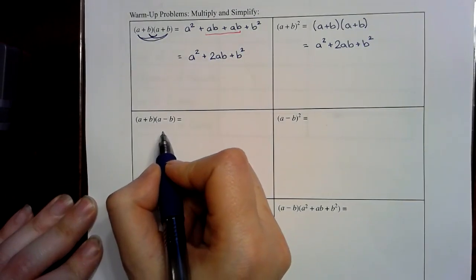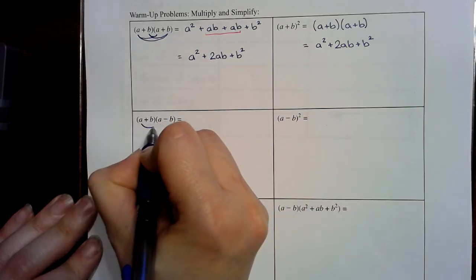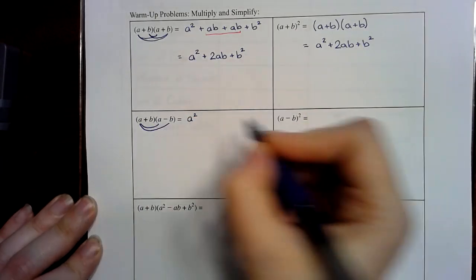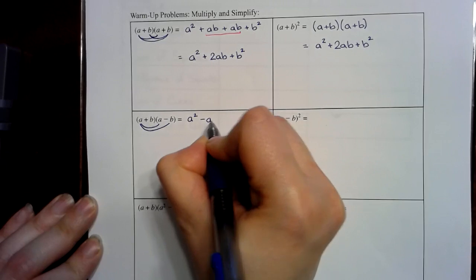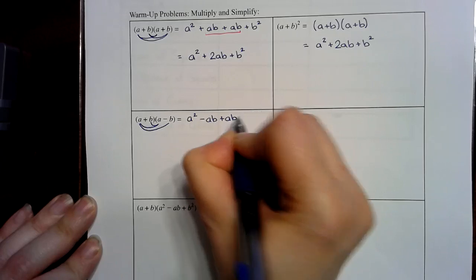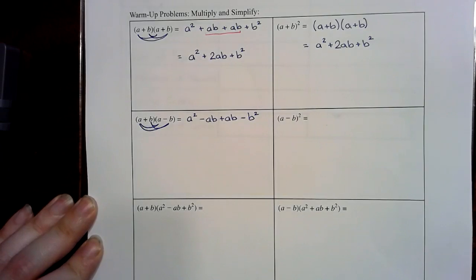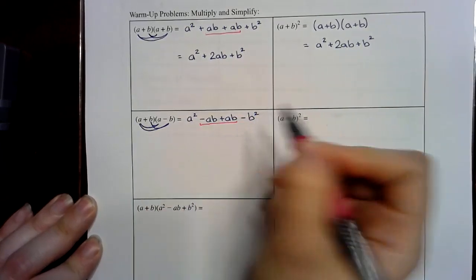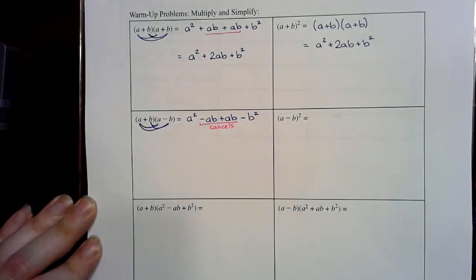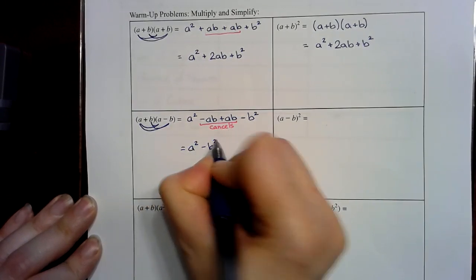What about if one of them is positive and the other is negative? Then a times a gets me a squared. A times minus b gets me minus ab. B times a gets me plus ab. And b times minus b gets me minus b squared. Now I see that this minus ab plus ab cancel each other out. So I get just a squared minus b squared.